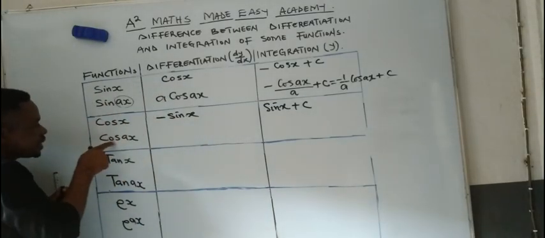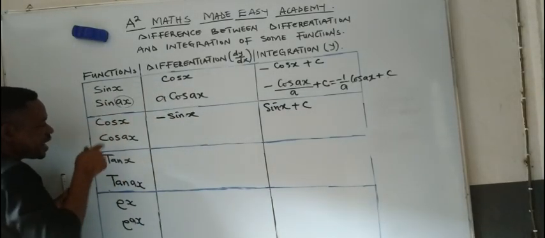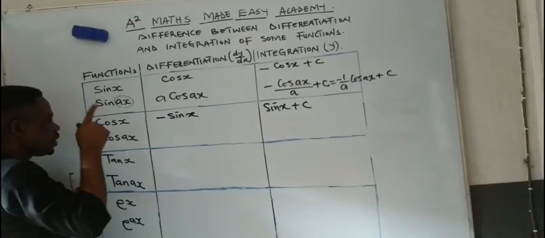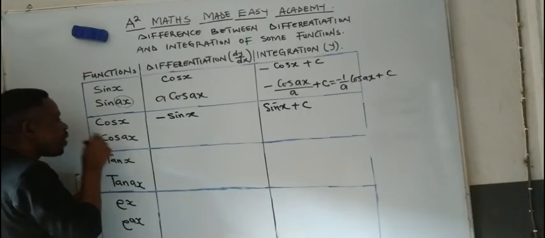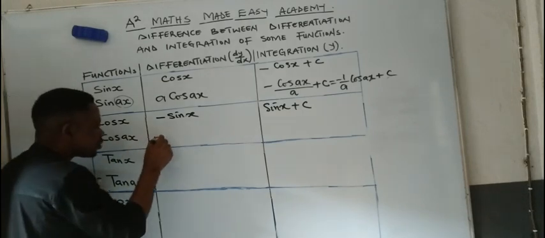But what if something is being added, like cos ax? Remember, as usual, the first thing that comes to your mind is, since it is cos, I want to differentiate cos, minus will come first.